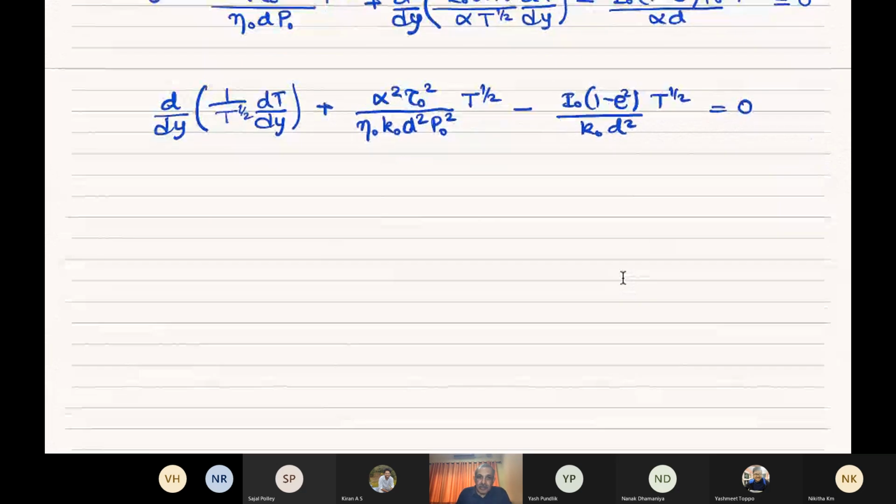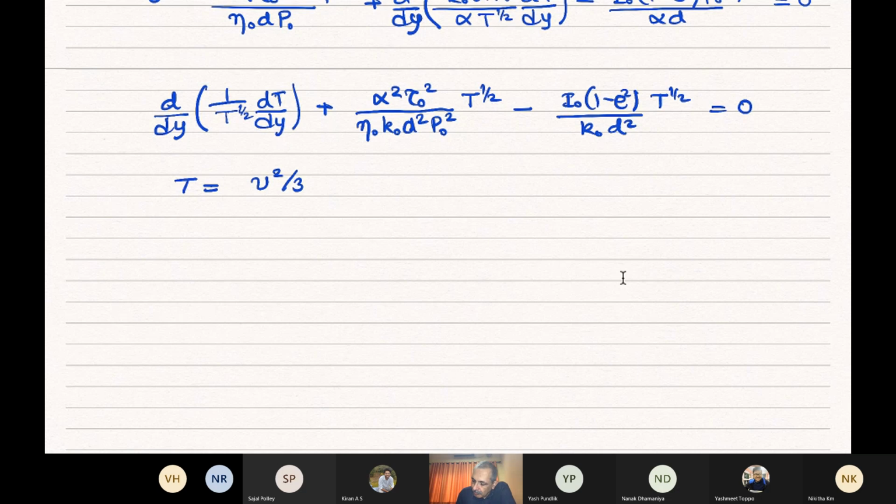So this is a nice differential equation. And one of the things you see is this t raised to the power of half that comes here. Now supposing instead of writing it in terms of the temperature, we decide to write it in terms of the fluctuation velocity. So we know that t is just given as the fluctuation velocity v squared divided by 3.